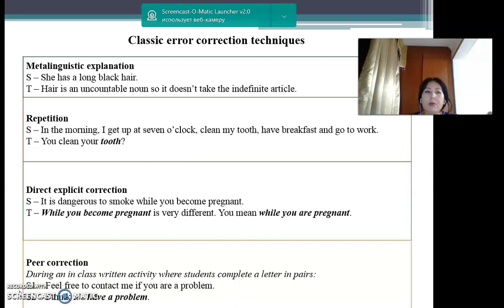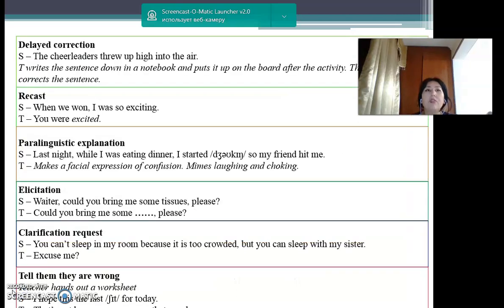Next technique, peer correction. During an in-class written activity where students complete a letter in pairs. Student 1: Feel free to contact me if you are a problem. Student 2: I think it's have a problem. Next technique is delayed correction. Student: The cheerleader threw up high into the air. Teacher writes the sentence down in a notebook and puts it on the board after the activity. The whole group corrects the sentence.